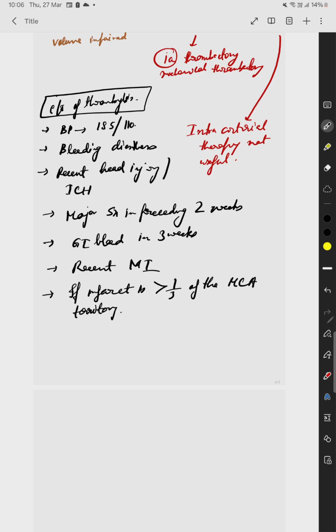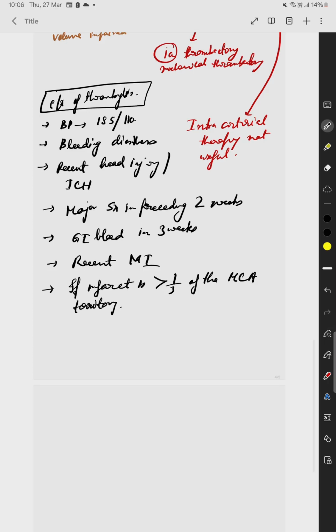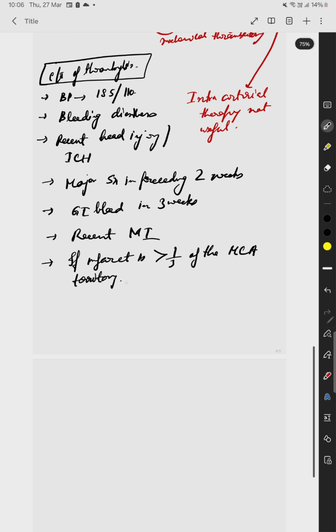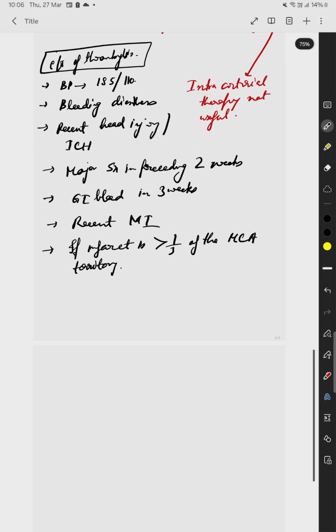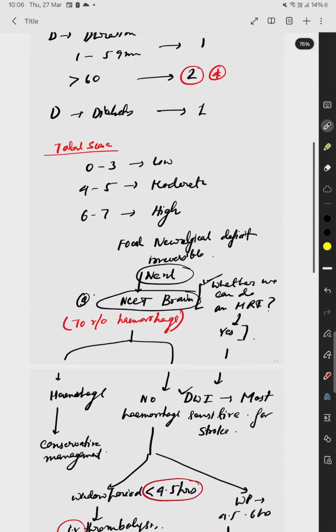So all these are contraindications of thrombolysis. If the BP is 185/110, if there is any bleeding diathesis, any recent MI, any recent head injury, intracranial hemorrhage, of course this is self-explanatory. If there is a major surgery in the preceding 2 weeks, a GI bleed in 3 weeks, or if the infarct is more than 1/3 of the MCA territory, because in that case there is a high risk of hemorrhage. So these are the contraindications of thrombolysis. These are the points of approach to stroke and how to manage it.